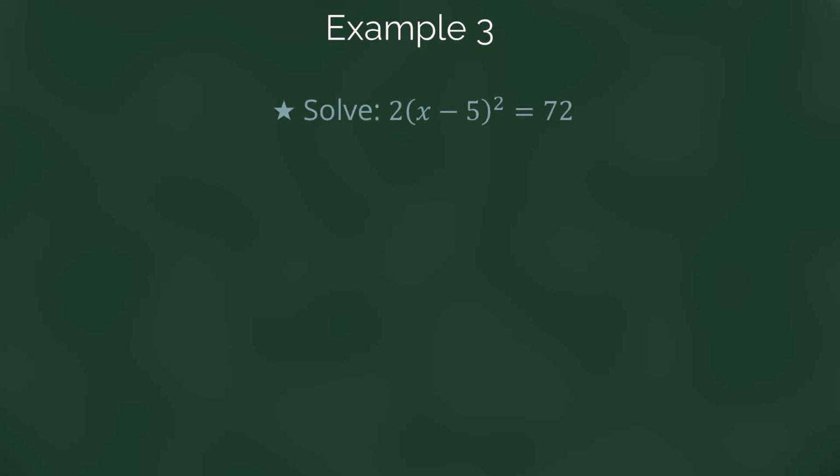All right, one last example. Here we have 2 times x minus 5 squared is equal to 72. Notice once again, our variable, the x, is only showing up in there once. So that tells me this is in fact a good candidate for the square root method. But our squared term here is not all by itself. And an important step in using the square root method is that the squared term has to be by itself.